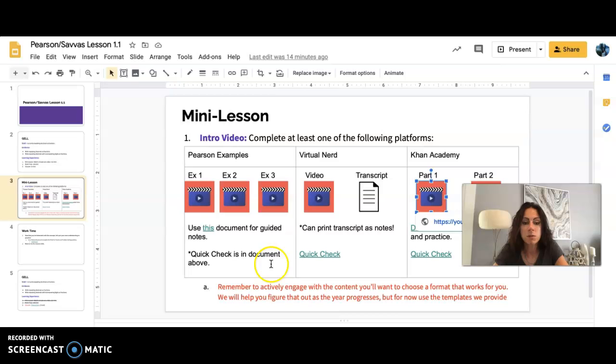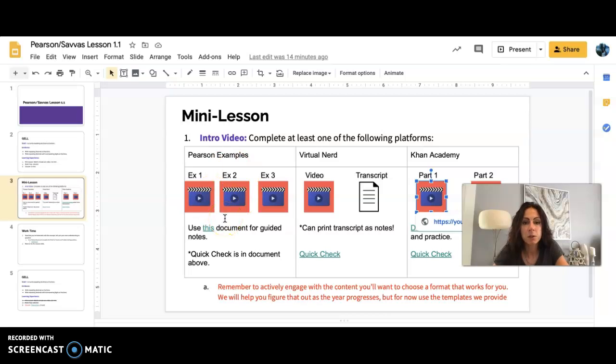No matter which one you choose, each one of them ends in a quick check for you to check your understanding and see how you're feeling. So the other video, since I went more into it in part 2, I'm not going to explain these 2 as much, so I'll focus back on Pearson.